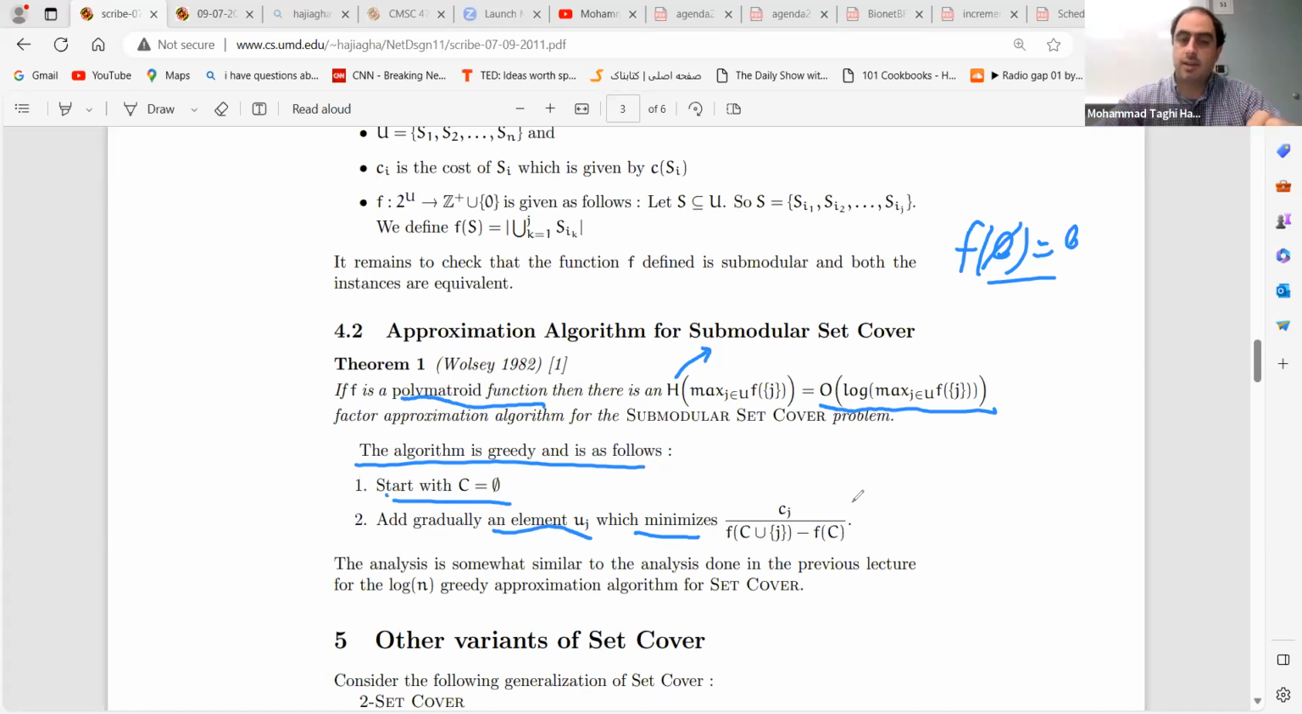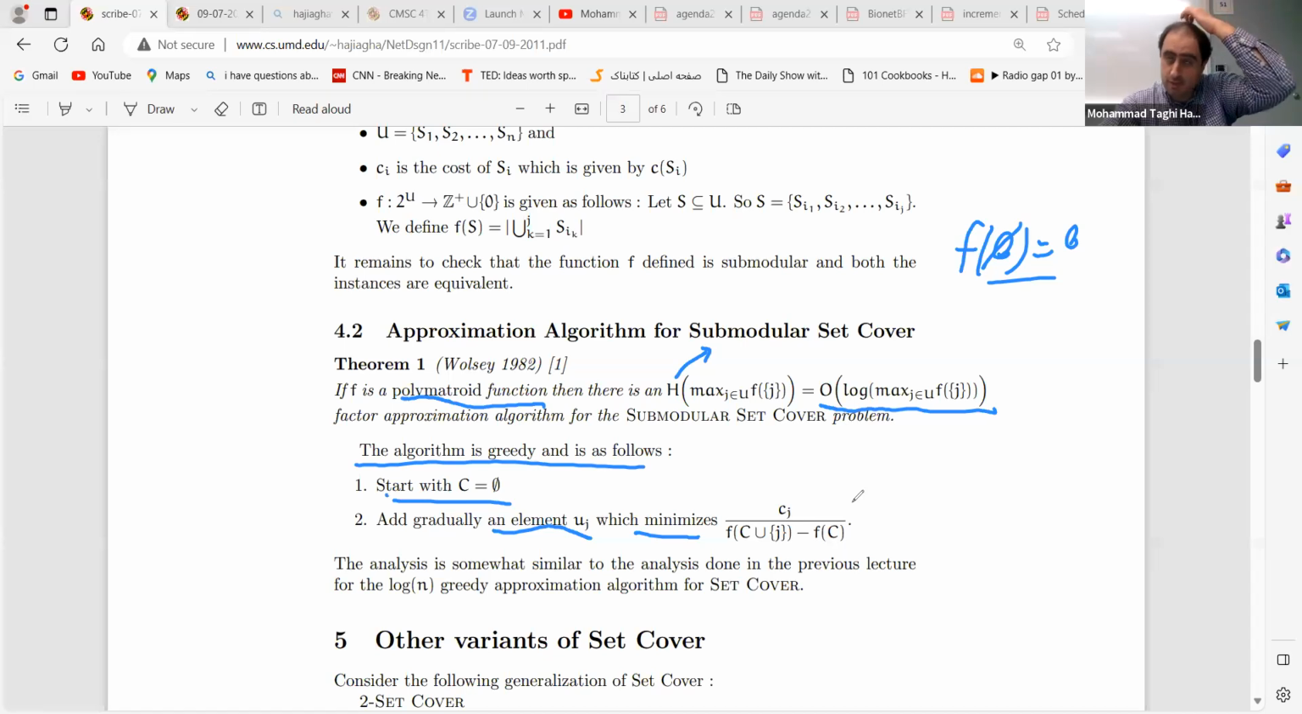Again, what is the algorithm? You start with C equal to the empty set. Then you add one of these elements to C that minimizes this property: its cost over the marginal gain that it gets should be minimized. It's very similar to the cost efficiency that we discussed for set cover.